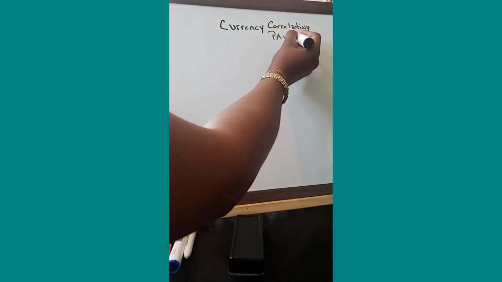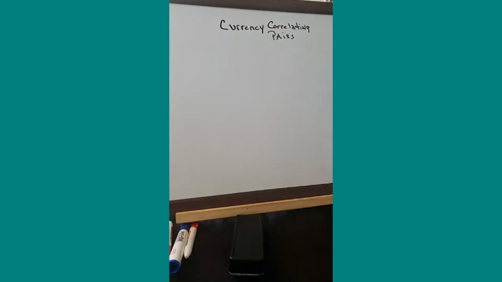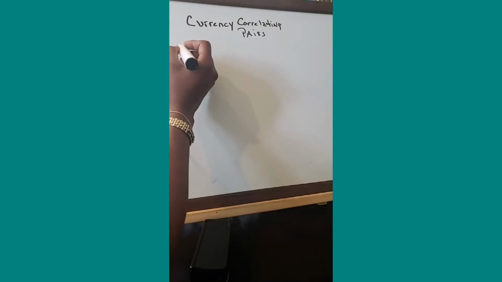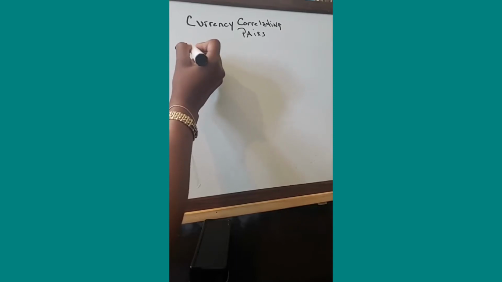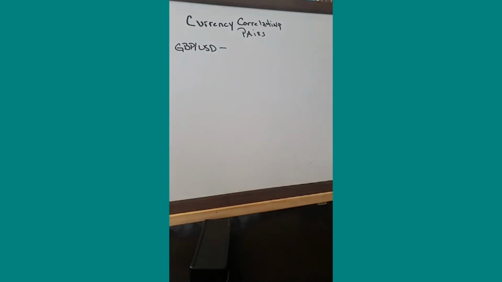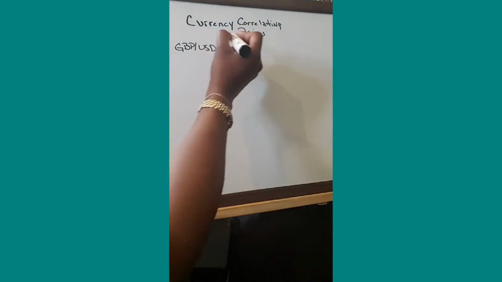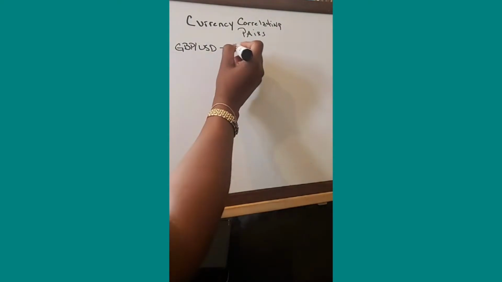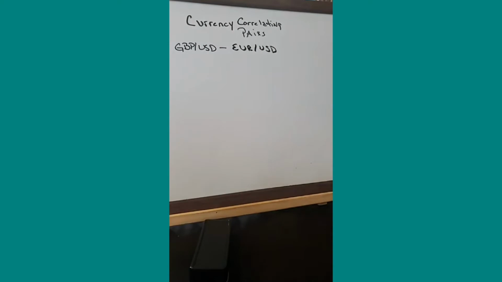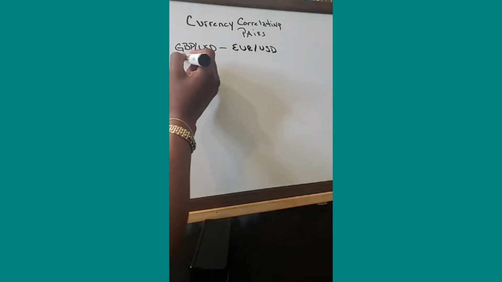So, as you see, it's the currency correlating pairs. Let me make sure you can see everything. Okay, so I'm going to write what the correlating pairs are first. When I say correlating, that means these pairs trade together the same. So if you're trading one, it really doesn't make sense for you to trade the other. So GBP/USD and EUR/USD trade the same direction. One may be slower than the other, but nevertheless, they trade the same.